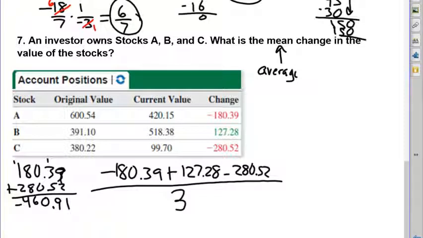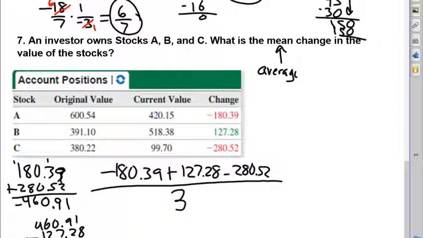And we're going to add to that the positive 127.28. Now remember, when we have a negative number plus a positive number, the sign of the result will be the sign of the number with a bigger absolute value. In this case, it'll be negative. And we're going to find this by doing 460.91 and subtracting the 127.28.